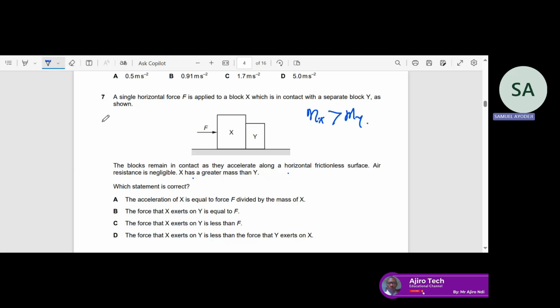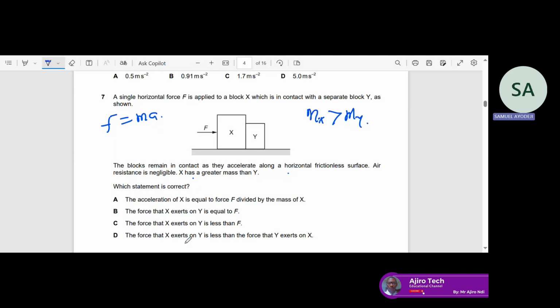Okay. No, F is equal to NB. So we have this. If they have the same acceleration, yes, they should have the same acceleration. Should they have the same acceleration or different acceleration? If I want to look at M or A, let me say I want to look at the acceleration of A is equal to force.